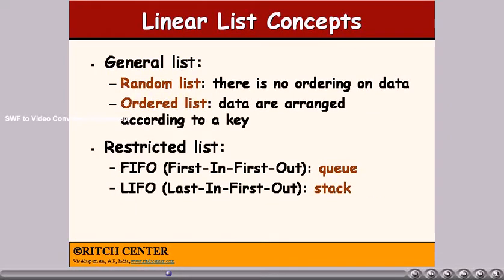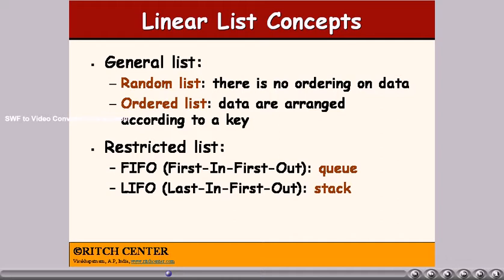Again, we'll have a variety of general lists, like the random list and the ordered list. In the random list, the items maintained in the list are not in any order. Whereas in the ordered list, the items are maintained in some order, based upon some key. For example, if you maintain numbers, they are maintained according to the key, or they are maintained based upon serial numbers or names, etc.